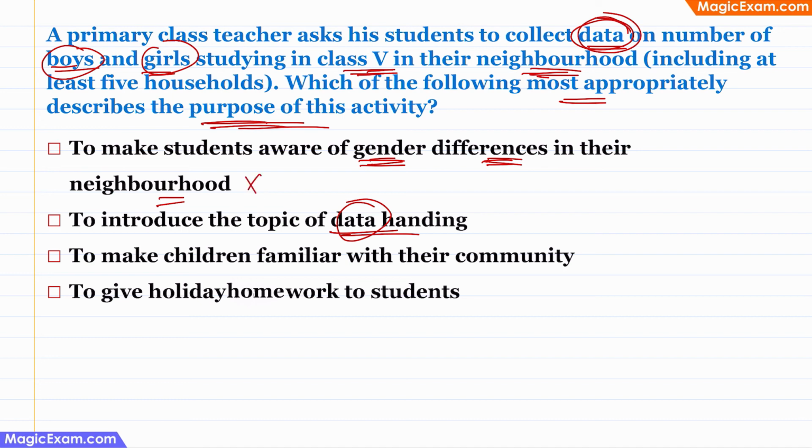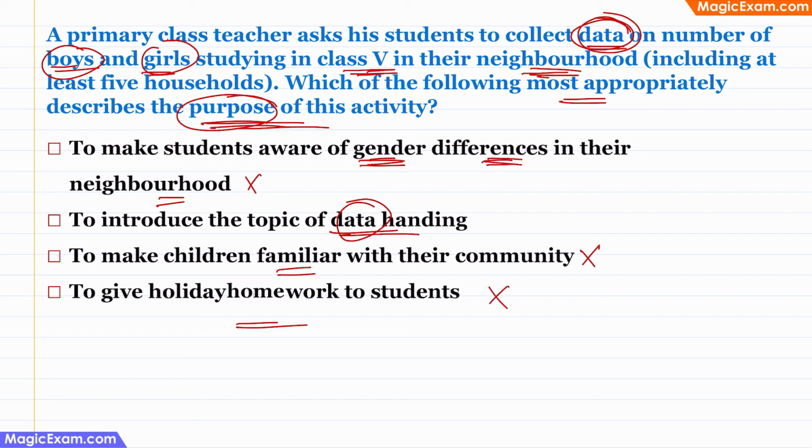Next, to make children familiar with their community. When they are going to all these houses and going to the neighborhood and collecting this data, they will become familiar with their community. So that is an outcome of the activity, but that cannot be the main purpose of this activity. Therefore, this is also incorrect. And to give holiday homework to students. Now, this is definitely not a correct answer, so ignore this.